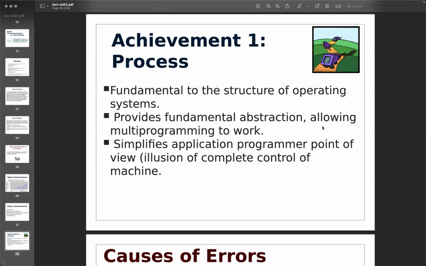Okay. The first one, the process, is fundamental to the structure of the OS. It's really core, because we need to have multiple programs, then we bring them into processes. Sometimes you may confuse program and process. A process can be part of a program. So we break down the application into small processes. And those processes, we will do them by taking turns one by one.